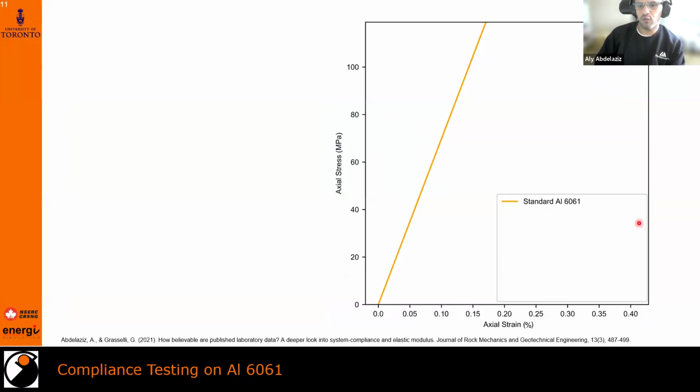So what we decided to do is we brought an aluminum 6061 temper 6. It's a very well-known material that has a well-defined elastic modulus of 69.7 when it's extruded. So before we start our test, we know for a fact that this material is supposed to yield 69.7.